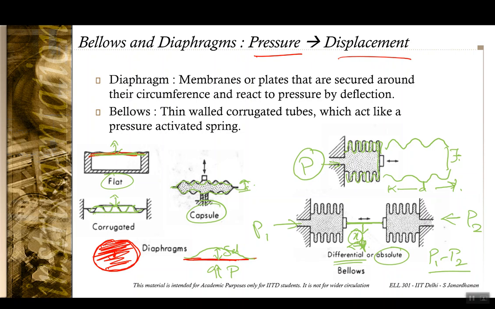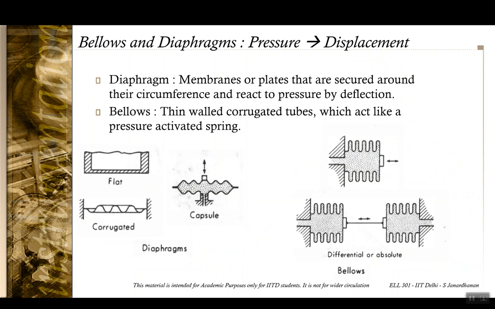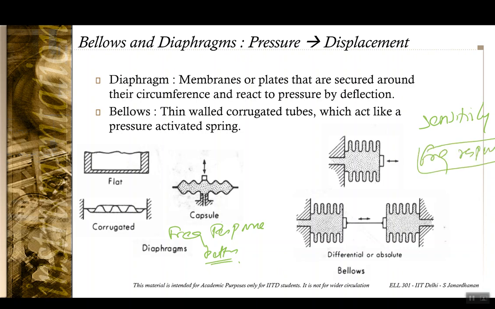On the face of it, because of higher sensitivity, bellows appear to be a better choice always. However, everything comes at a cost, because the frequency response of a diaphragm is better. So depending upon the application, whether sensitivity or frequency response is more important, you would need to choose whether you want a diaphragm, a bellow, or altogether a different transducer.